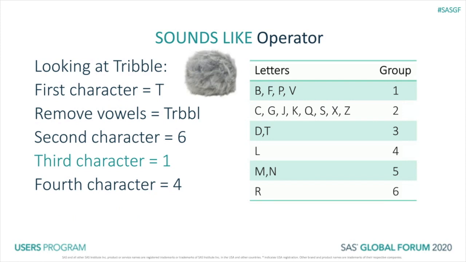Looking at Tribble, the first character is T. We remove all the vowels and we get T-R-B-B-L. The second character is 6. The third character is 1. And the fourth character is 4. Okay, wait. Weren't there 5 characters in the string once we remove the vowels? There's a side-by-side rule in Soundex that converts 2 letters of the same group, 1 to 6, to a single letter. This makes sense. When you listen to Tribble, you only hear one B.